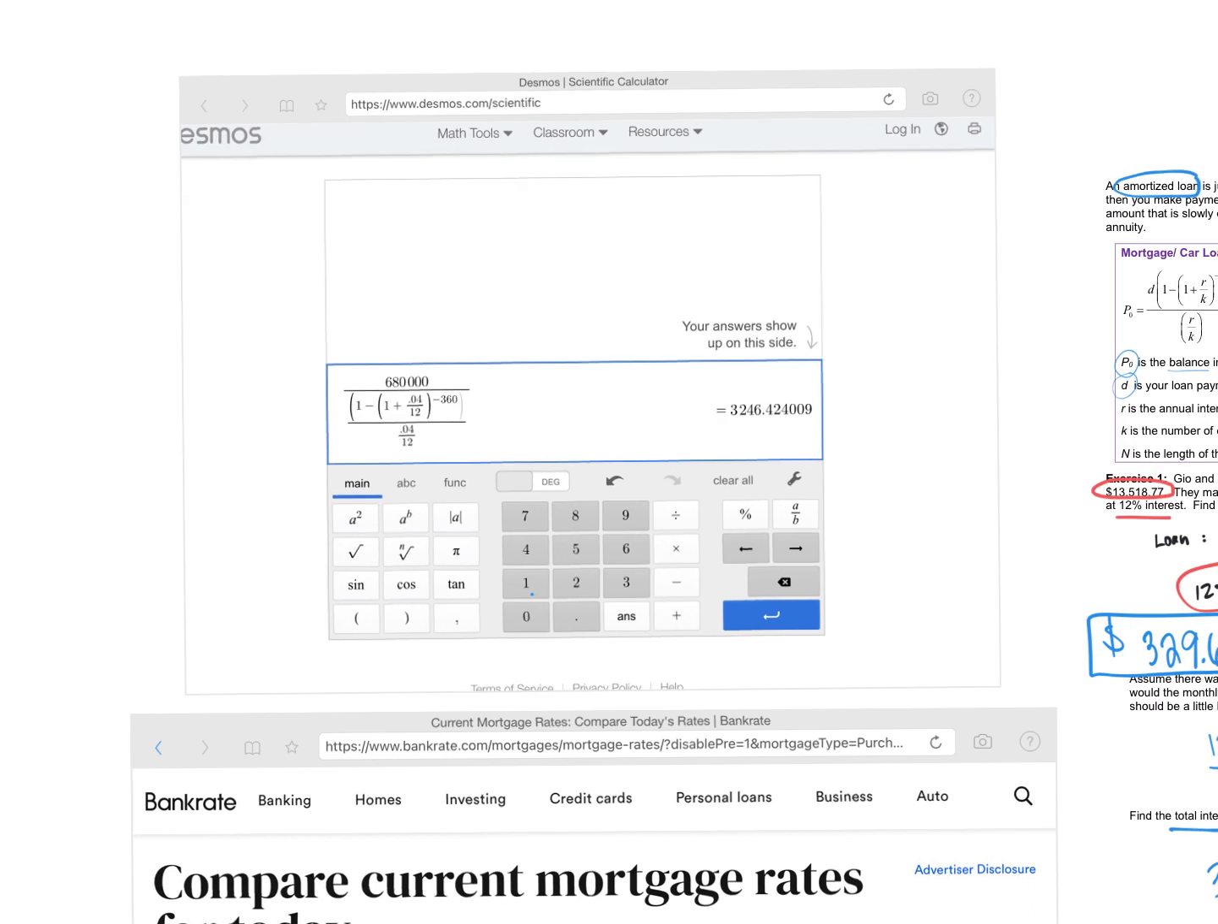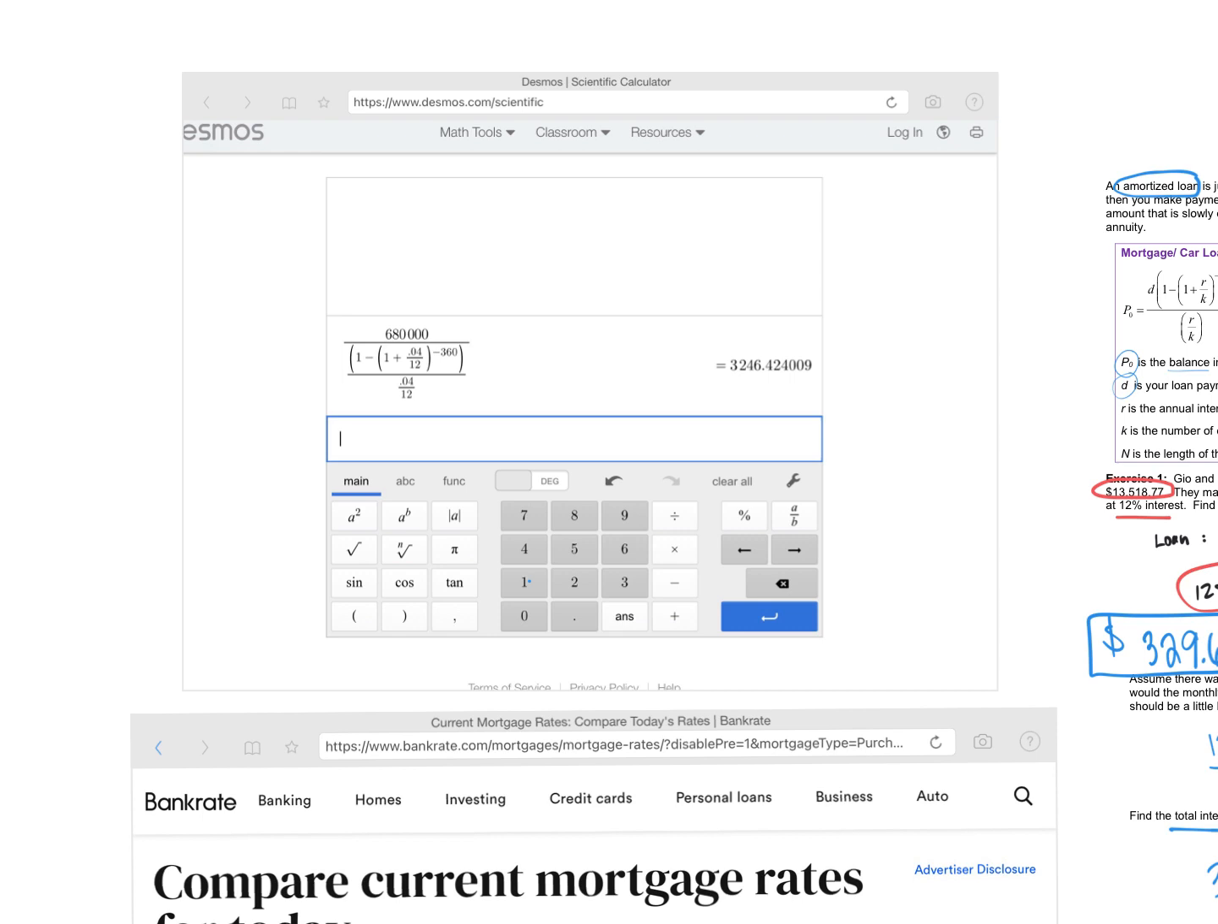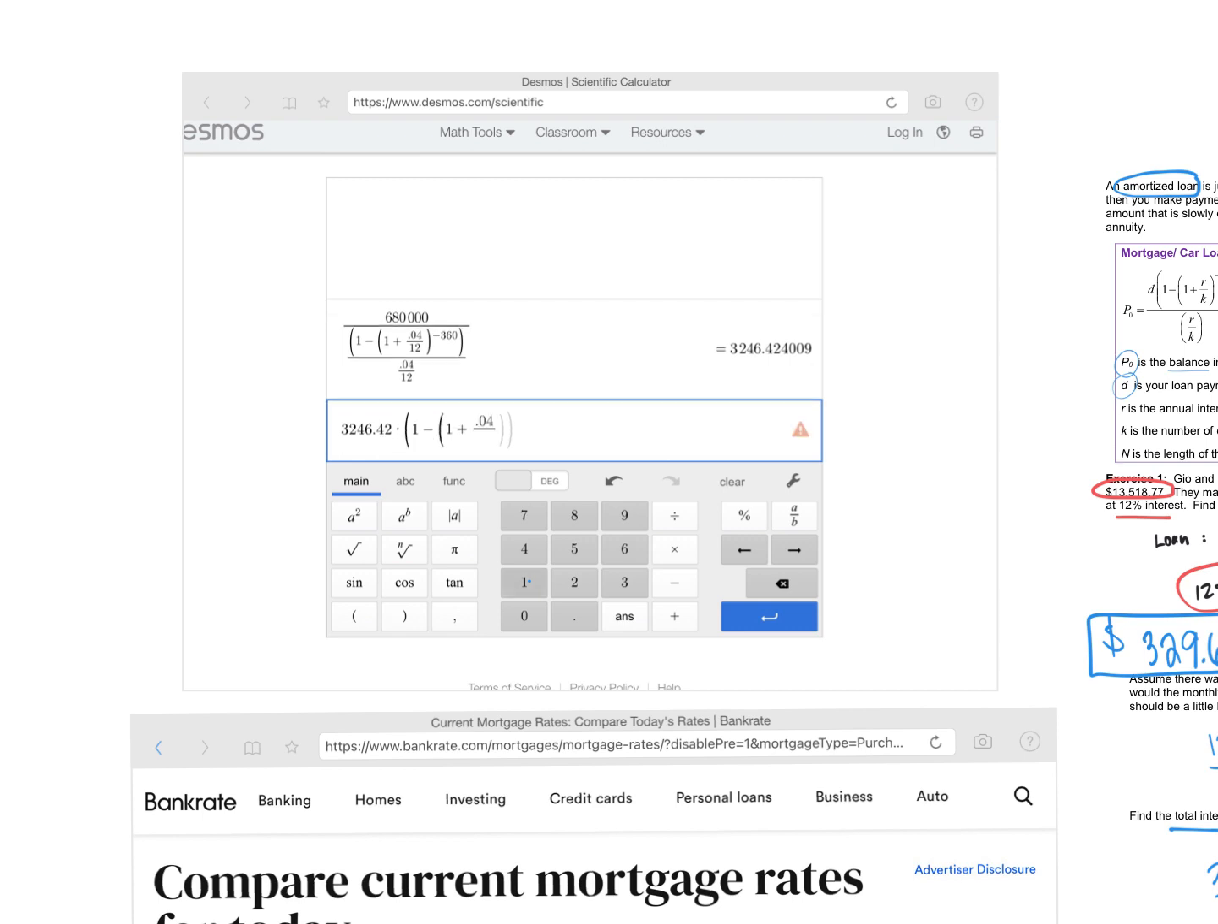Now I can't use the same equation that I've been using because these were for finding the monthly payment. If I want to find what the loan amount will be, I'm going to have to enter 3246.42 times, in parentheses, 1 minus another parenthesis 1 plus 0.04. You push the division symbol again, it auto creates that fraction. I'm going to use the right arrow button, so that gets me out of the fraction. And then I'm going to use the A to the B button to get the exponent, which will be negative 300.